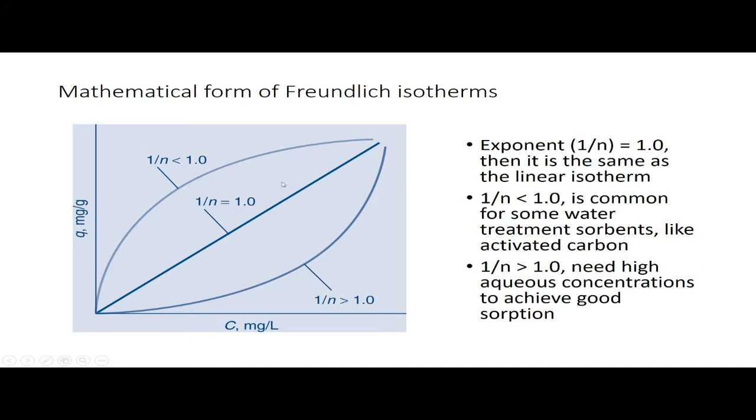So this is what the model looks like when that 1 over n, that funny exponent, is 1. Then you just have the linear isotherm. And then sometimes it's less than 1, and you get this nonlinear concave down shape. Those two are the common ones. This other one is less common, where you actually find something that's sort of not wanting to sorb, and then all of a sudden it sorbs a lot.